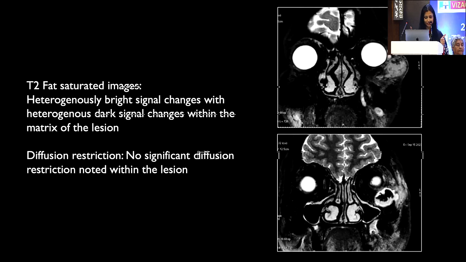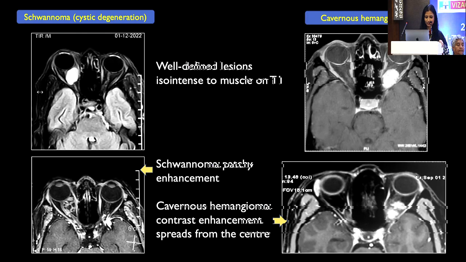Moving on, this is another patient who had a large cystic lesion in the left orbit, and these are the T2 fat saturated images, which show heterogeneously bright signal changes of the wall and dark signal changes within the matrix of the lesion. Additionally, the radiologist had also reported that there was no significant diffusion restriction noted within the lesion, which gives us the additional information that it is not a hypercellular mass.